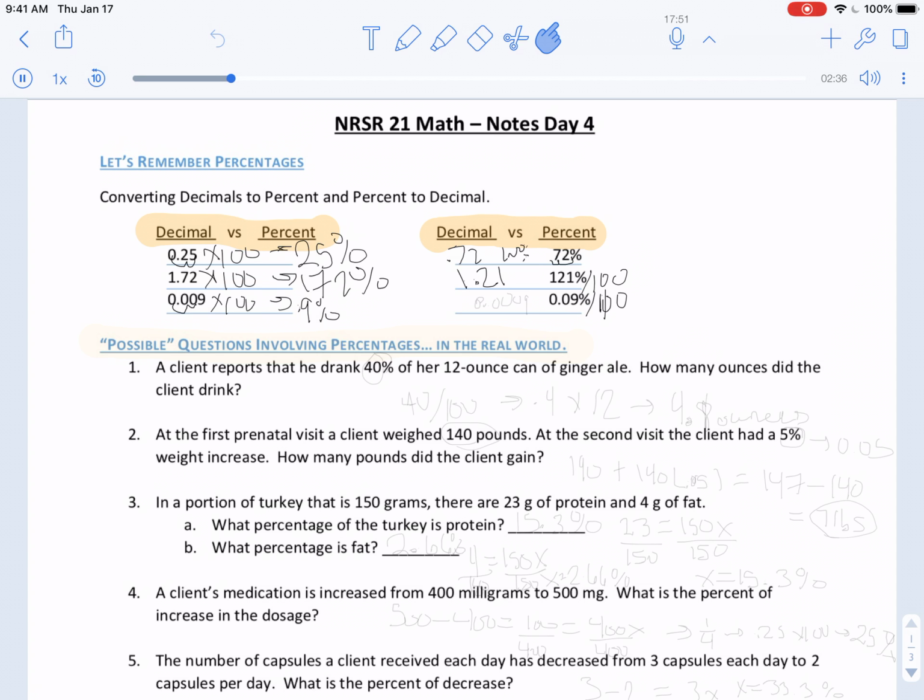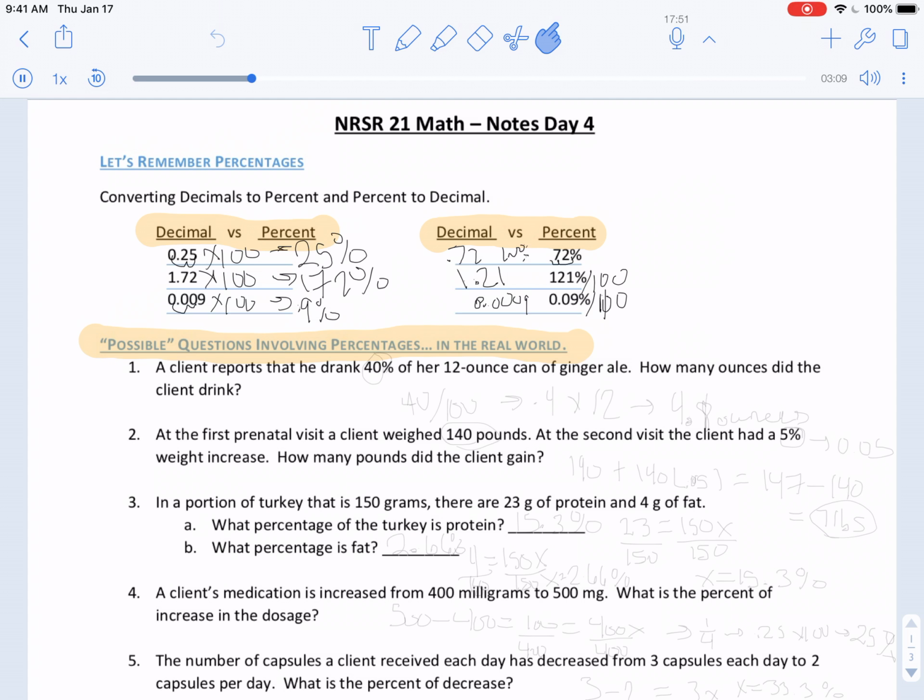Same thing with the other one, now you divide everything by 100 to give yourself 0.0009 as your last decimal. And then for your next examples, for your possible questions involving percentages in the real world, I'm going to show you how you're able to solve these by just simply using the examples right above to find your answers.